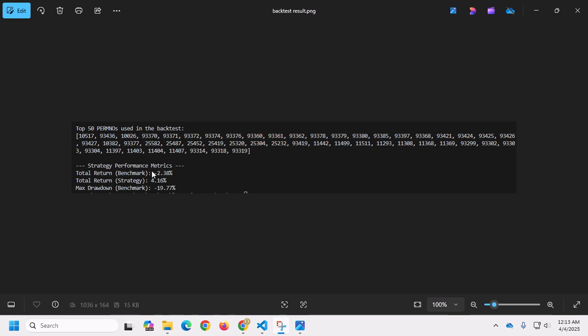So the total return, which was the benchmark, which was from the original data, from the period of 2015 all the way to 2024, had the return of minus 2.38%, and the total return from my strategy came out to be 4.16%. So this is much higher than the benchmark.